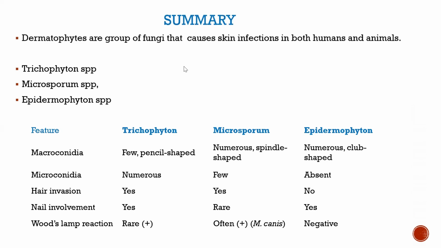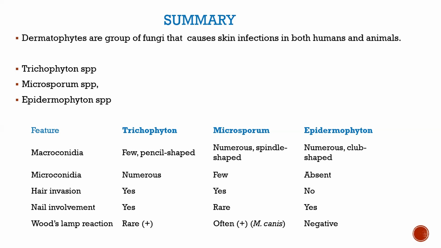Okay, so for the three genera that we've discussed today, this is just a summary of everything I've explained. Dermatophytes are a group of fungi that cause skin infections in both humans and animals. The major three genera that we explained in the context of our material are the Trichophyton species, the Microsporum species, and the Epidermophyton species. These are the key features and the key differences between them.